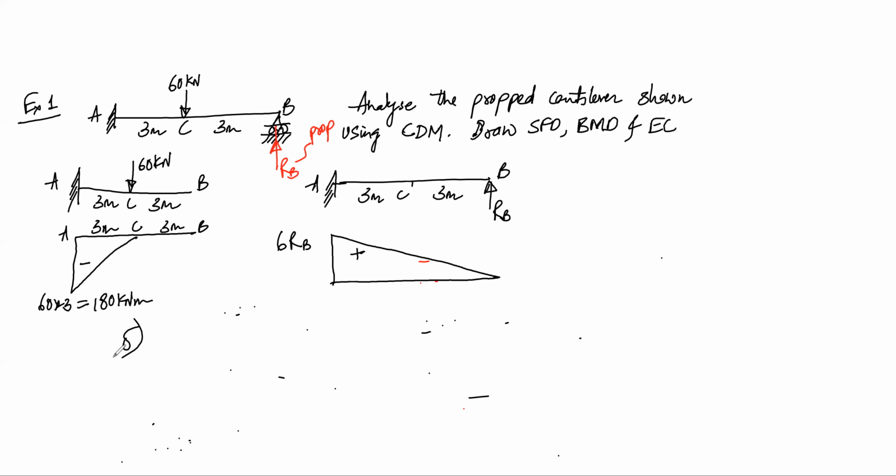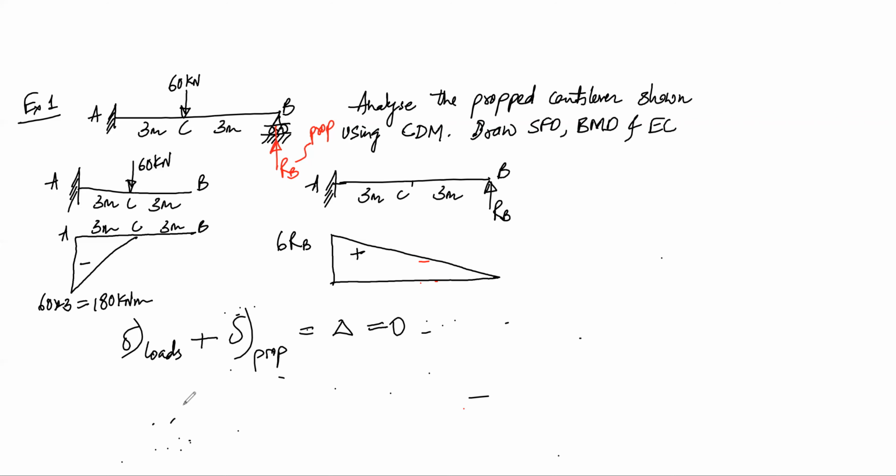delta due to loads plus delta due to prop is equal to settlement of supports. And here there is no settlement of supports given, so you can take this value as 0.